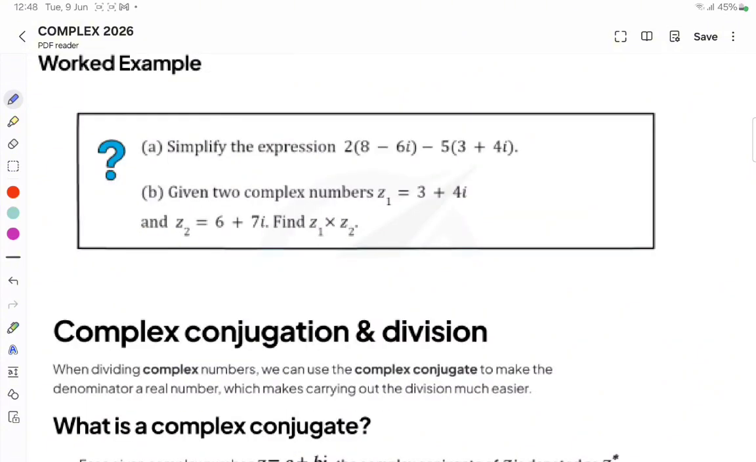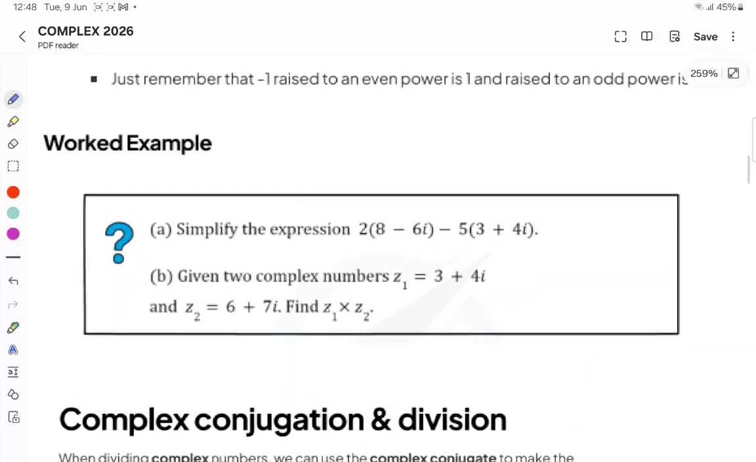Now simplify. To add or subtract two complex numbers, we just add real to real and imaginary to imaginary. For example, to simplify 3 plus 4i plus 7 minus i.